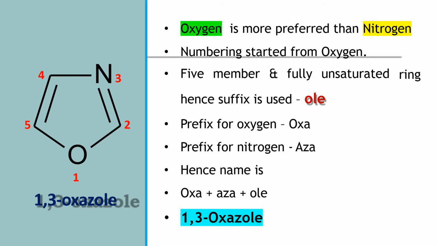Whenever you have any structure, the first thing you have to do is number it. And after numbering, what is very important is that the least possible number should go to the next heteroatom. And according to that, what is the nature of this ring, whether it is saturated or unsaturated, which heteroatom is present in that ring, according to that you number that structure. Very simple.